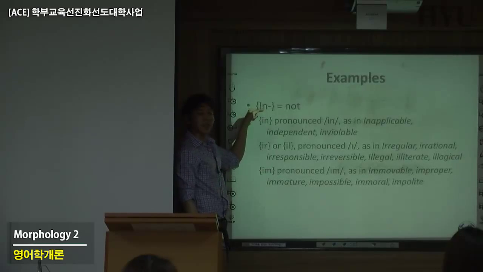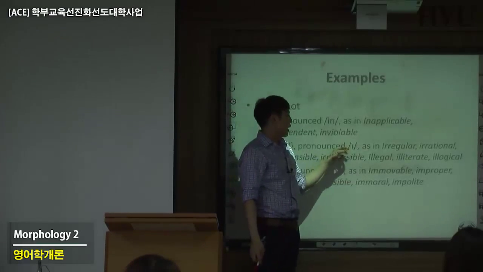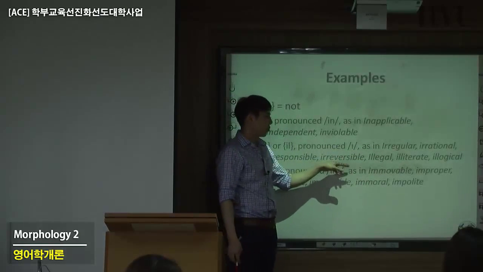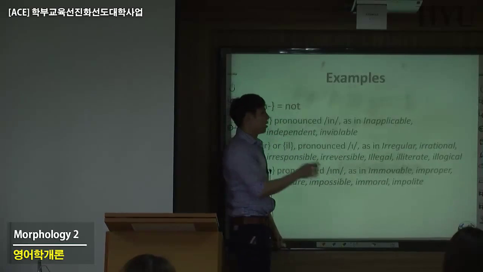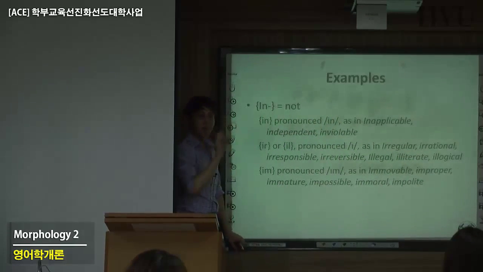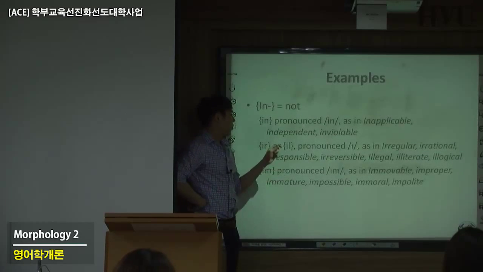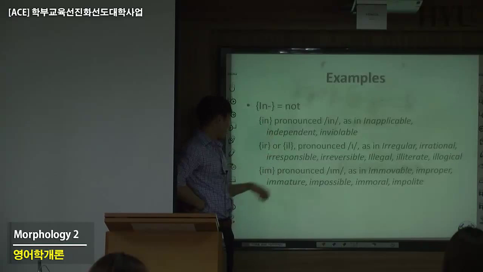But it's pronounced, or it has even become written, with ir or il, okay? Pronounced ir as in irregular, irrational, irresponsible, irreversible, and il as in illegal, illiterate, and illogical. You see that they look just a bit different: in, and ir, or il. They mean the same, okay? And they are from the same origin. So we say that ir and il are allomorphs of the same morpheme in here, okay?